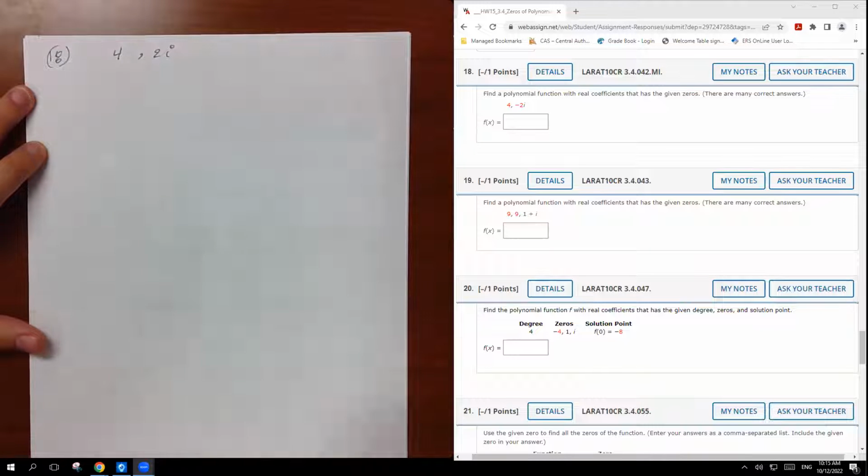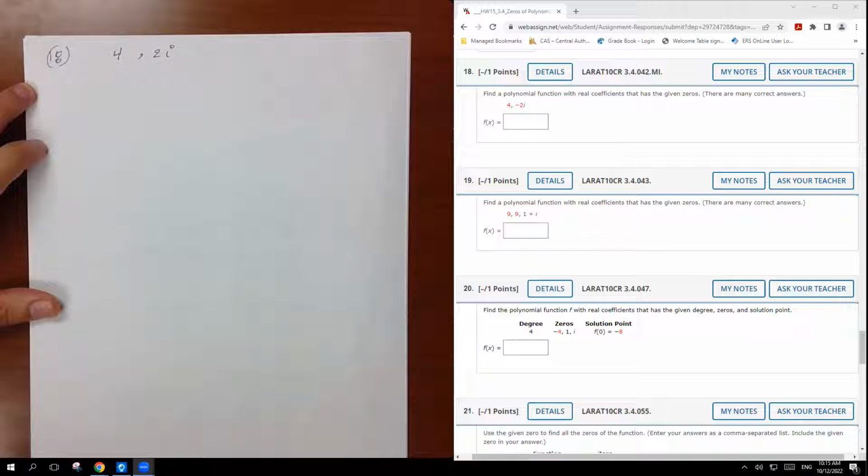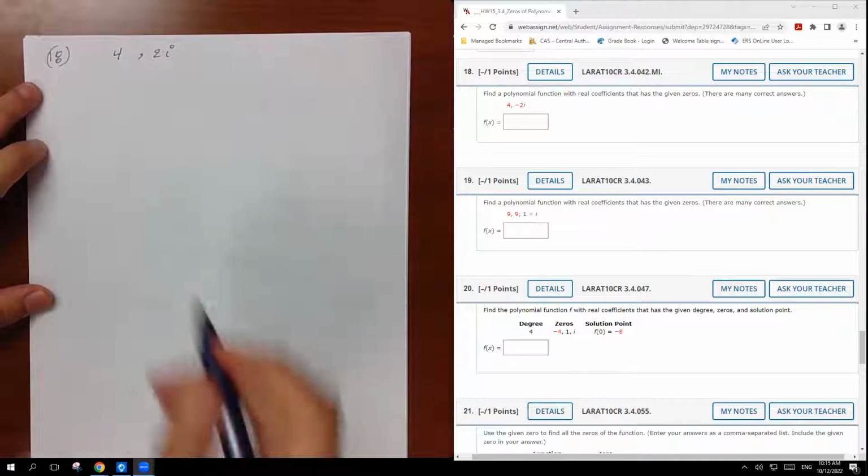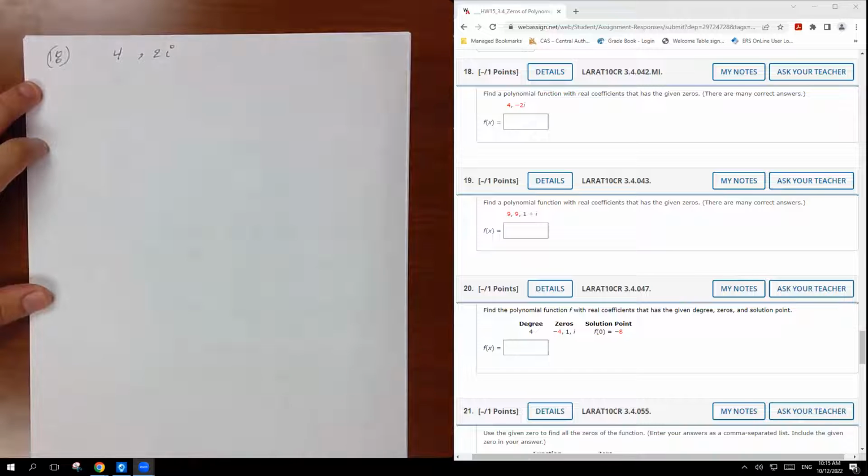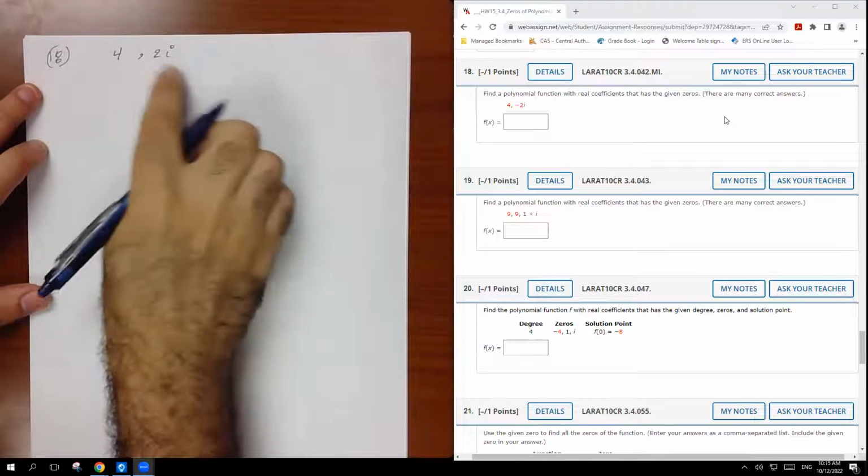So let's start with the second part of this section, which is example 18. Now with example 18, we need to find the polynomial function, and we have the zeros. They're telling you there are many correct answers. So what we're gonna do, these are two zeros.